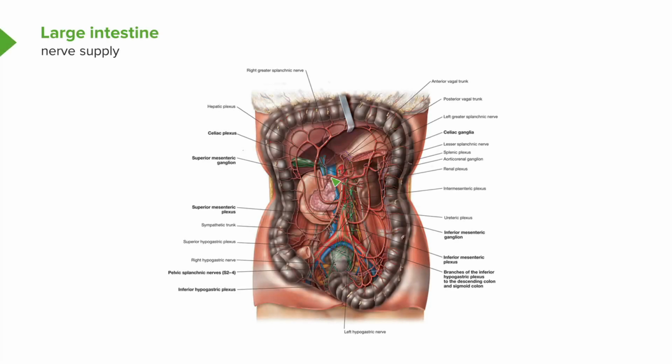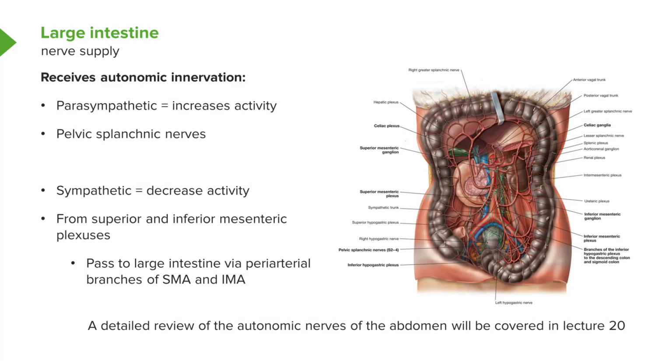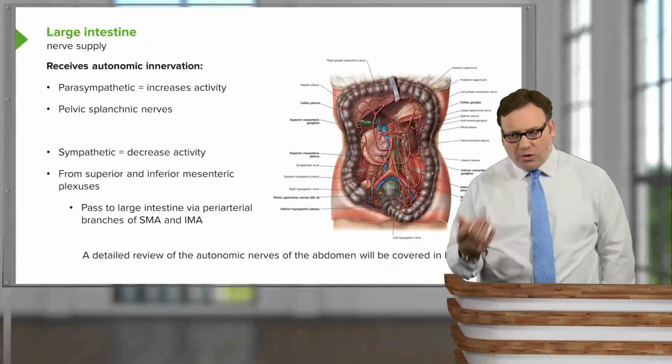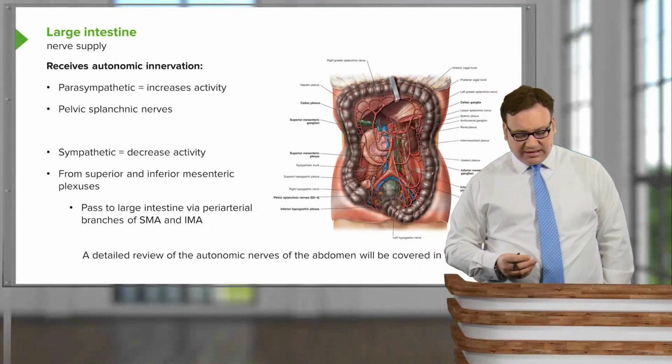If we look at the nerve supply again, then the nerve supply to this region is a little bit complicated because it forms this transition between the superior mesenteric plexus and the inferior mesenteric plexus, and these are supplying different regions of the large intestine. Now, we'll really concentrate on this when we move on to lecture 20 at the end of the course, which really focuses on the autonomic nervous system.